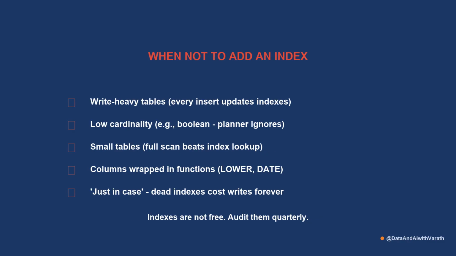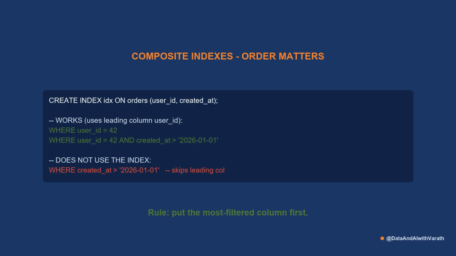When not to add one: write heavy tables. Every insert updates every index. Low cardinality columns like booleans. The planner ignores them. Small tables, where a full scan beats an index lookup. Columns wrapped in functions like lower or date. The index can't be used, and just in case, a dead index costs writes forever. Audit indexes quarterly.